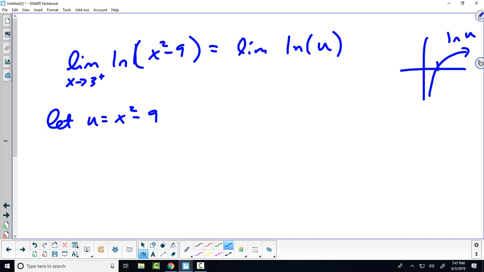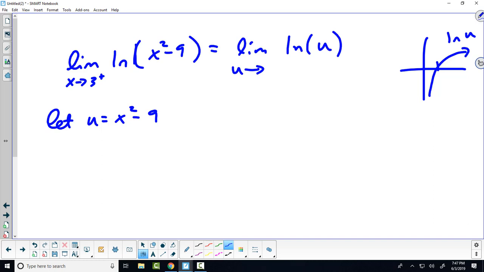Okay. Now, this is the rub, though. This is the hard part about doing a u substitution. You've got to adjust all elements in the u substitution. Our limiting variable here is x. What is our limiting variable here? U.